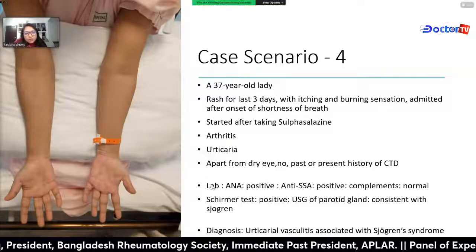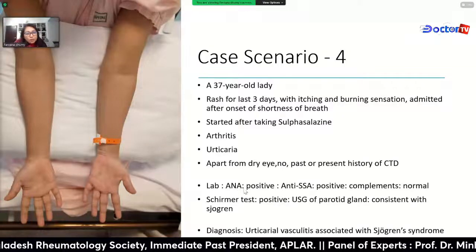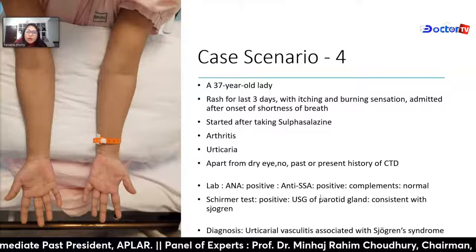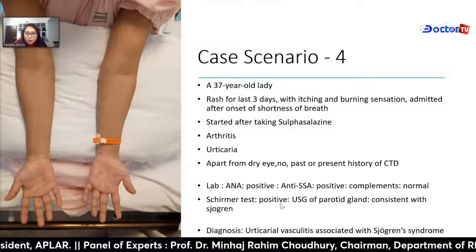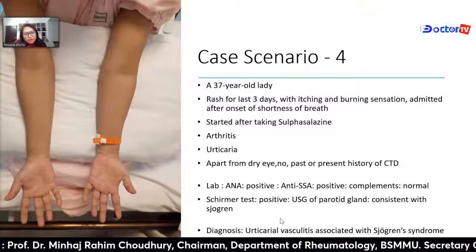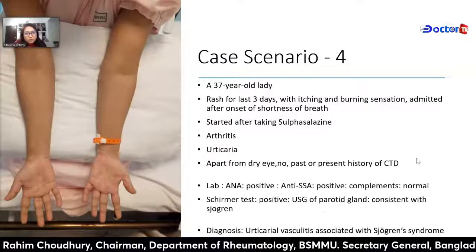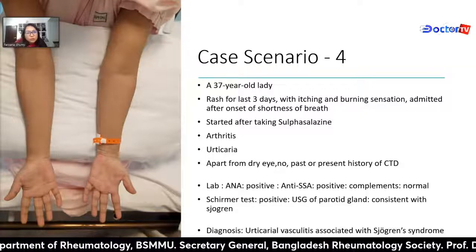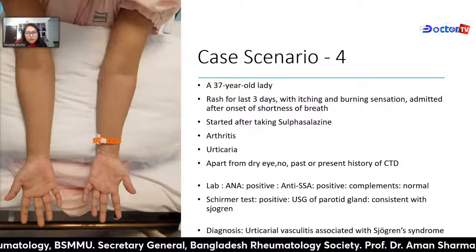And we did some lab tests and found ANA was positive, and the SSA was positive, complements were normal, and the Schirmer test was done and it was also positive. Ultrasound of parotid gland was consistent with Sjogren's syndrome. So we made the diagnosis, arterial vasculitis probably associated with Sjogren's syndrome. She was treated with prednisolone as well as hydroxychloroquine, and now she is symptom-free.